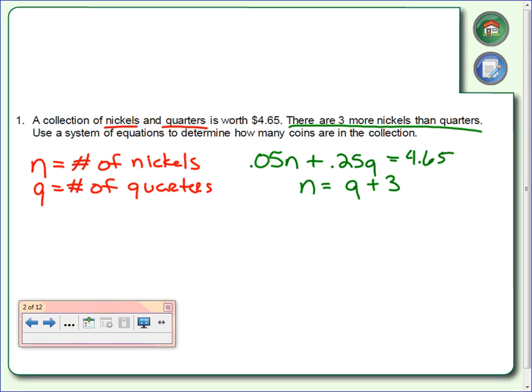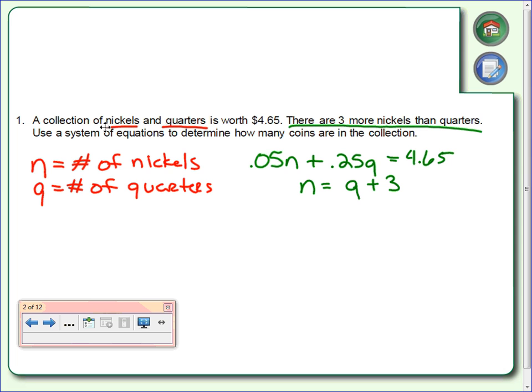I've got 2 equations. Now I need to solve this system. I've got 4 different methods to choose from here. I can graph it, I can do substitution, I can do elimination, or I can use that calculator method called the matrix. Now most of you like the matrix, and that's fine. We can use that. However, in order to use the matrix, both equations have to be in standard form. The letters have to be on the same side.